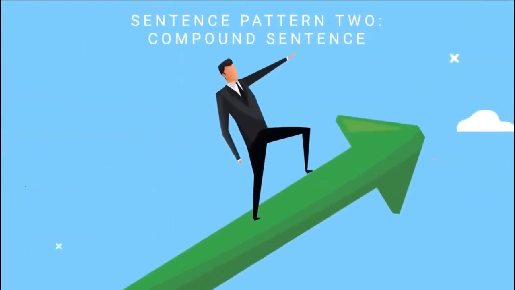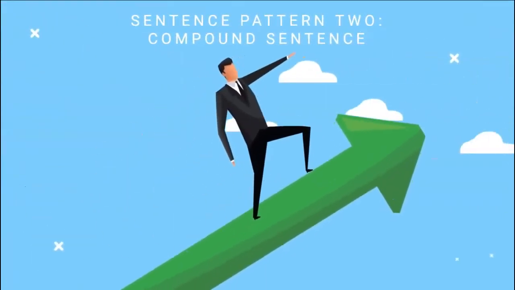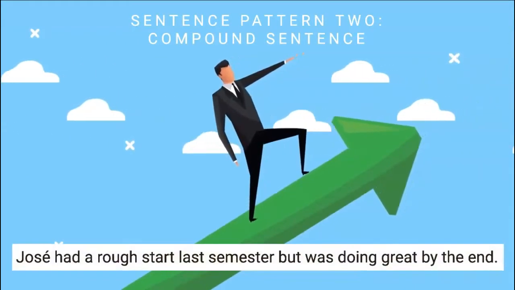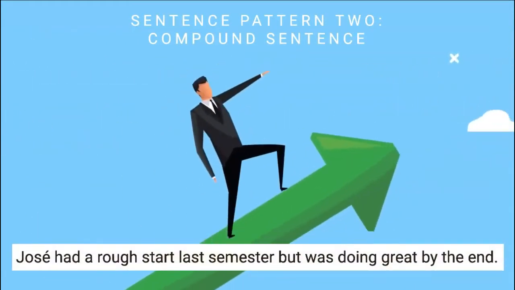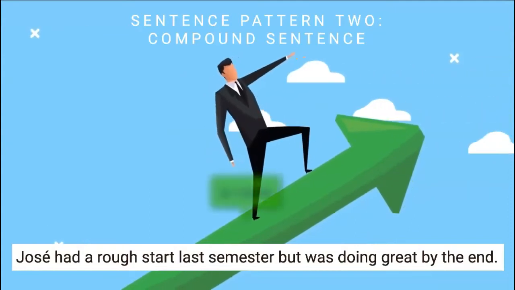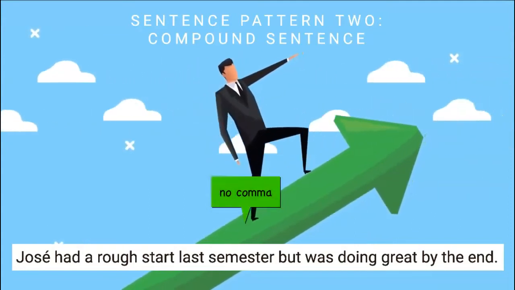When using a coordinating conjunction, only use a comma when joining 2 complete sentences. Jose had a rough start last semester but was doing great by the end. This sentence is a simple sentence with a compound verb, therefore no comma is used with but.